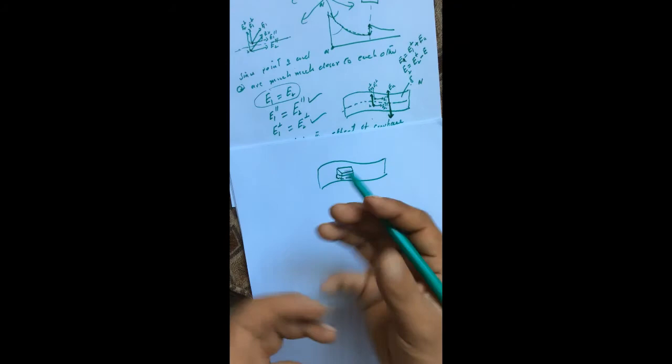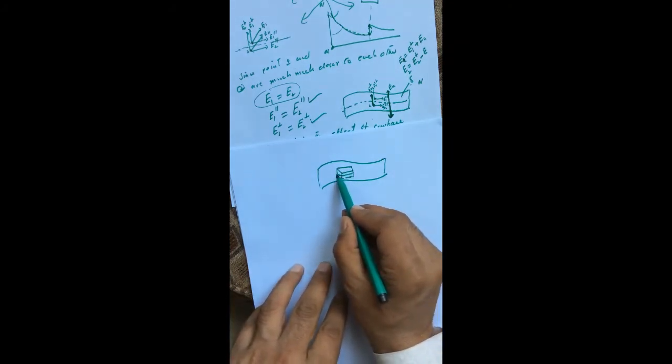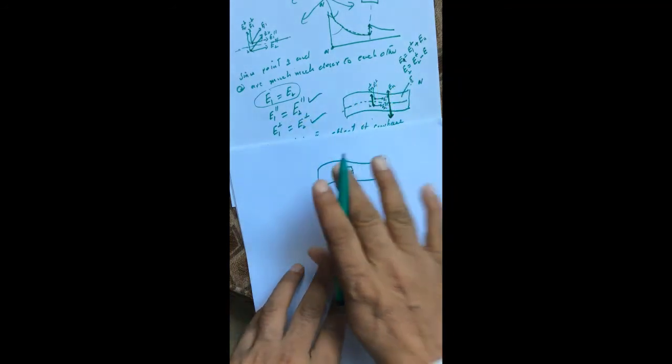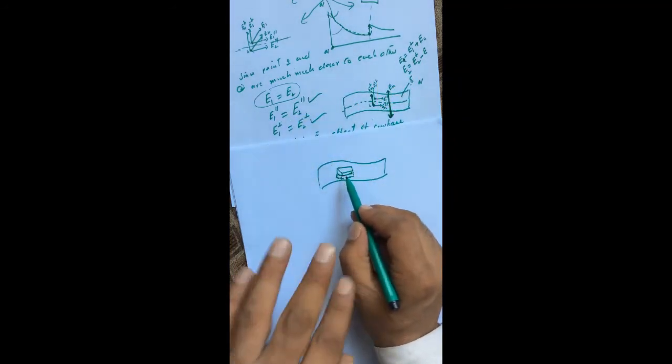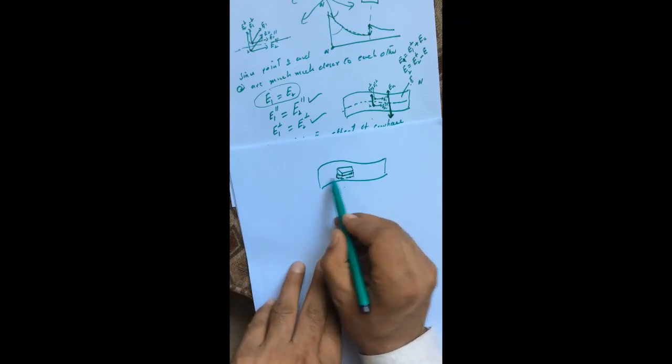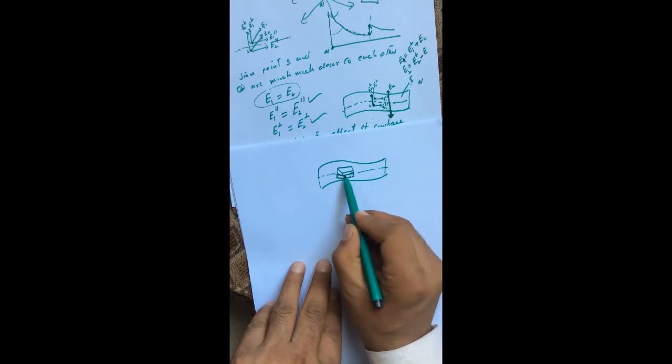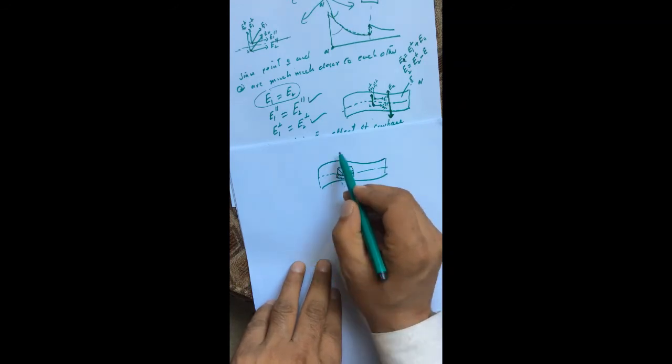This is like a pillbox. This part of the surface, this Gaussian surface, this spot is above this surface, and this part is below this surface. So this is the direction of the surface. So this part is below and this part is above.